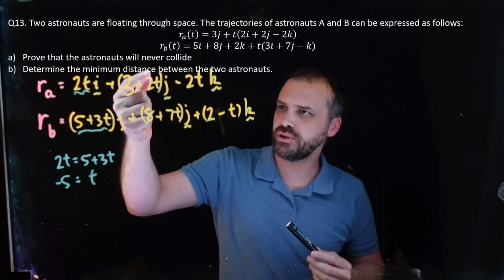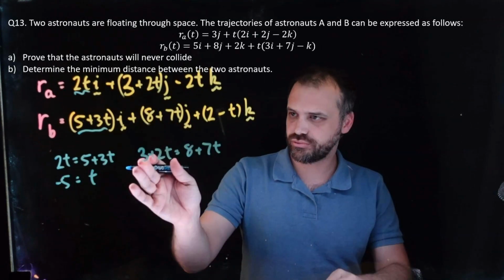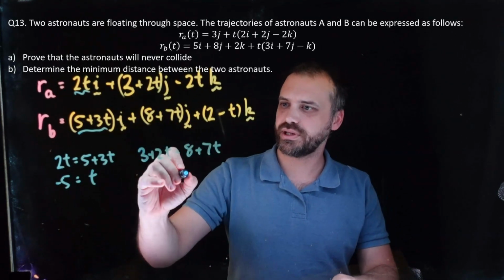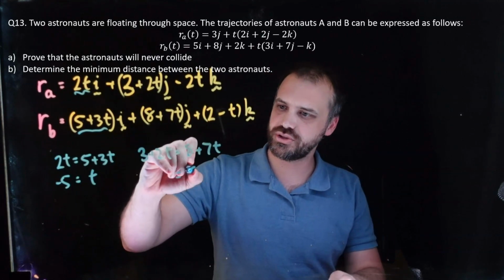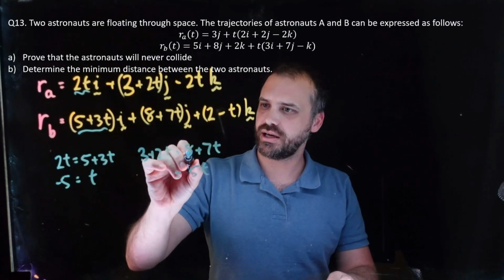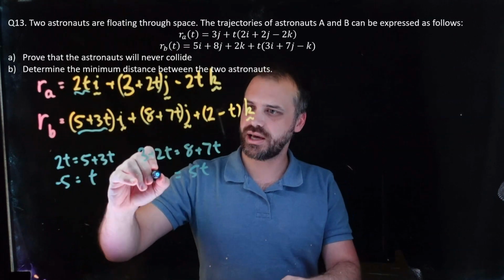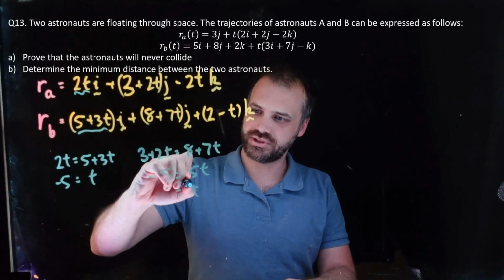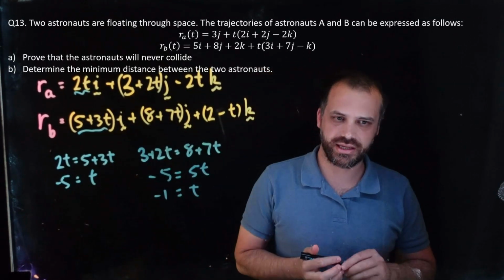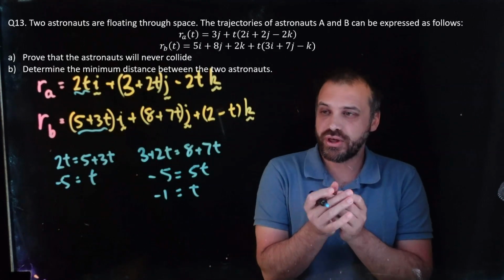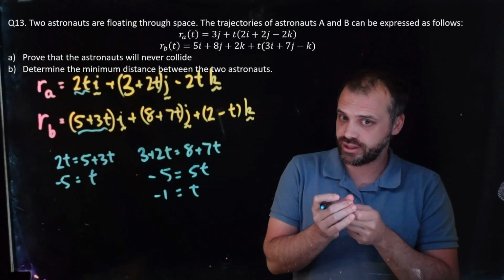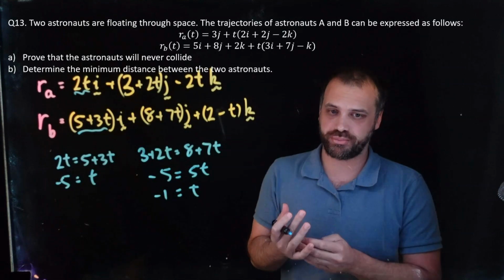Okay, why don't we look at our J components now? So 3 plus 2t equals 8 plus 7t. 7t minus 2t is 5t. 3 minus 8 is minus 5. t is negative 1. So that's it. We've really proven it. And let's look at why we've proven it.